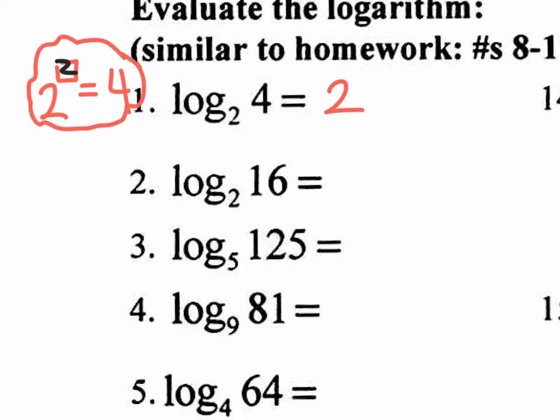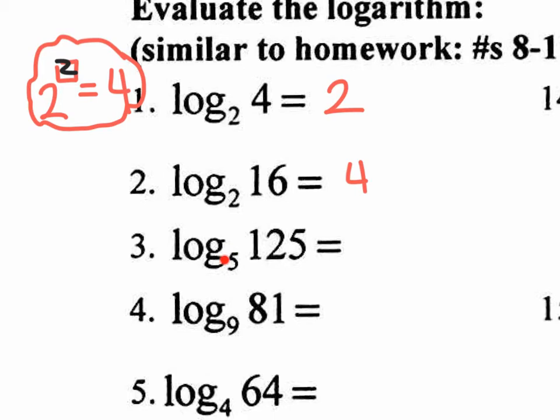So you're always going to be just going, 2 to what power gives you 16 as an answer? Well, the answer there is 4, because 2 times 2 is 4, times 2 is 8, times 2 is 16. So the answer here is 4. Why? Because 2 to the 4th power gives you 16.